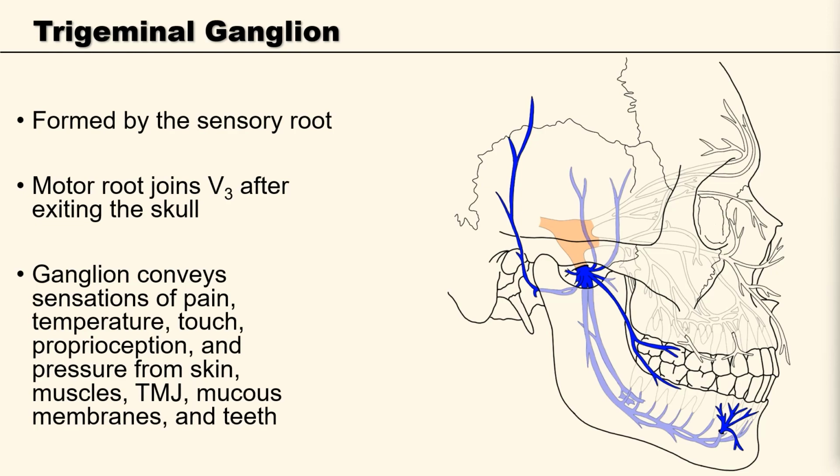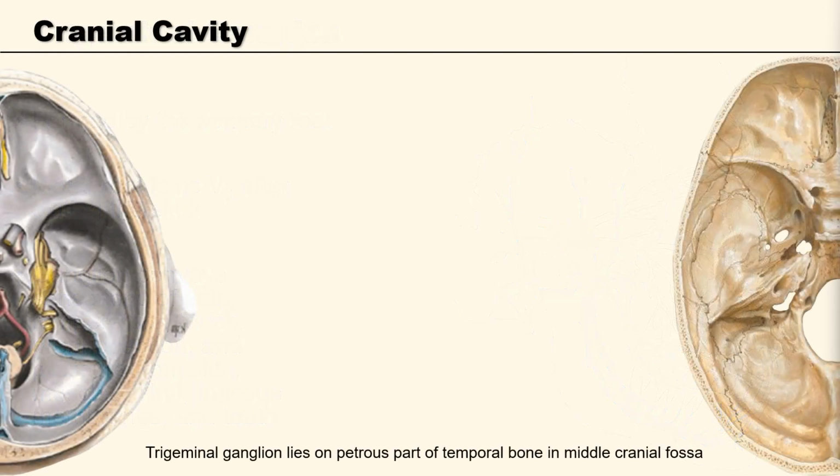Let's go and take a look at how the divisions of the trigeminal nerve get out of the cranial cavity. In the right and left pictures, we are looking into the cranial cavity with the brain removed. You can see the distinct regions of the cranial base, called the anterior, middle, and posterior cranial fossa. We met these fossa back in Introduction to the Oral Environment.